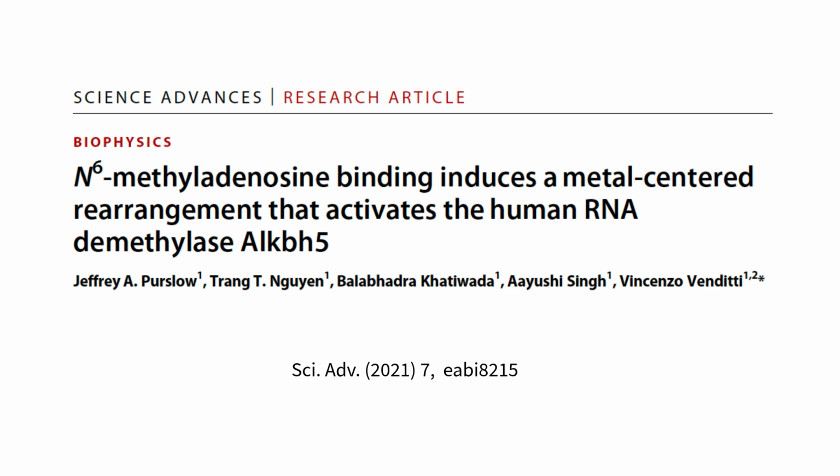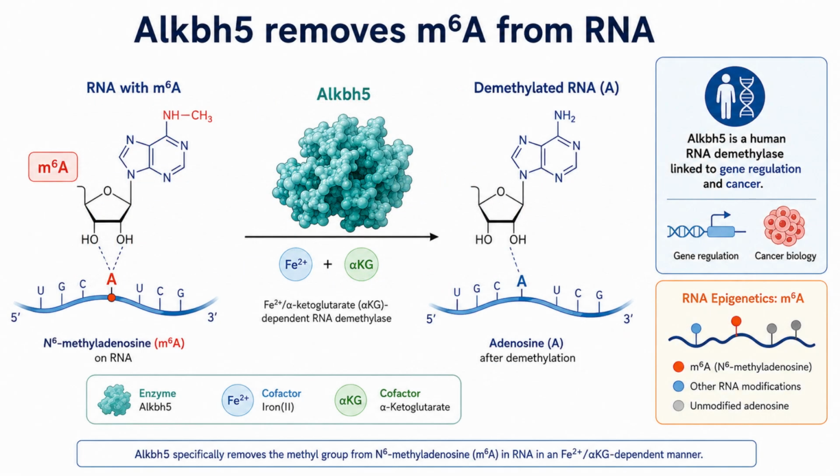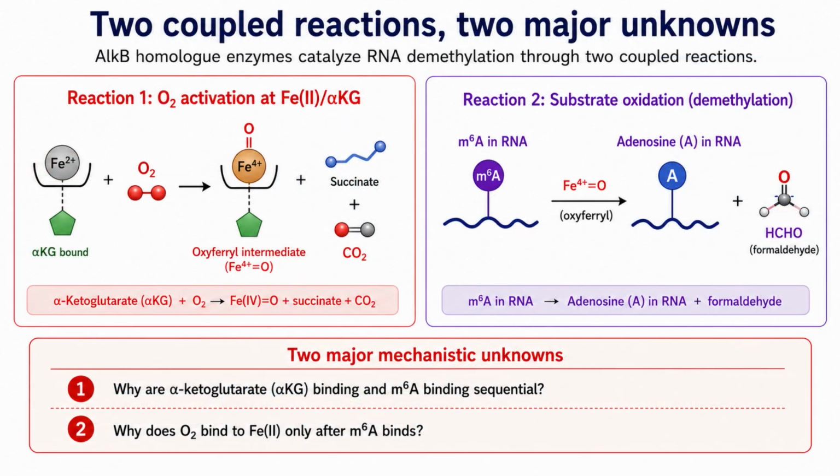How does Alkbh5 activate oxygen only when the correct substrate is bound? Alkbh5 is an RNA demethylase that removes m6A from RNA. Like other AlkB homologs, it is an iron(II)/alpha-ketoglutarate dependent enzyme, and it carries out demethylation through two coupled reactions.